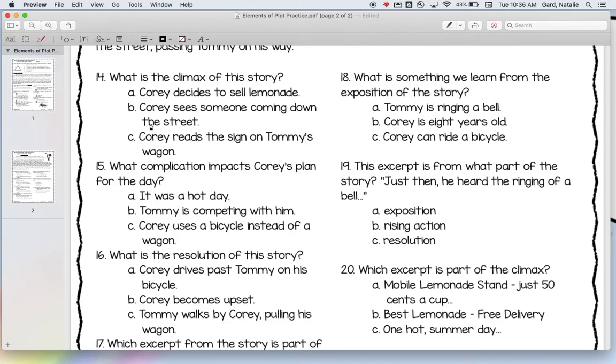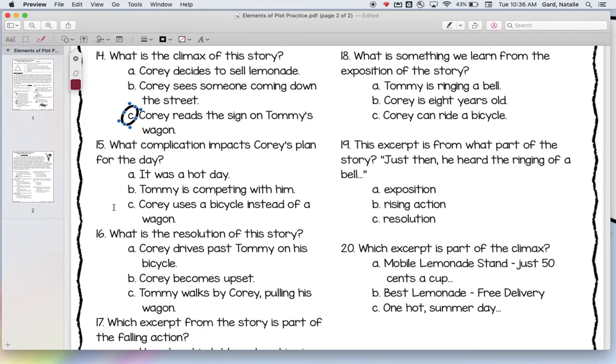So what is the climax of the story? Corey reads a sign on Tommy's wagon. That's right. C should have been your answer for 14. 15, what complication impacts Corey's plan for the day? Something I want to point out, if I was reading this question and was not sure, we've heard complication before, we know it means problem. Impacts Corey's plan, we could use some context clues to decide what impacts means. So what do you think impacts means? You guys are so good. Yeah, how it affects his plan for the day, how it changes things, right?